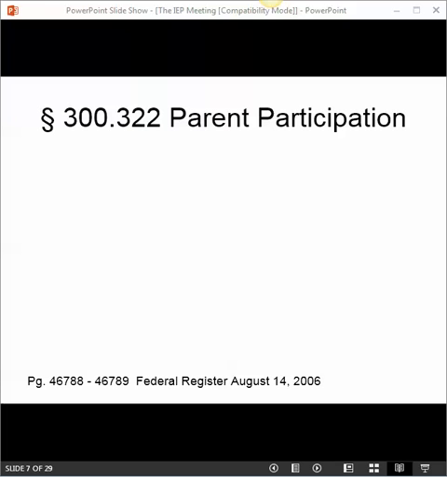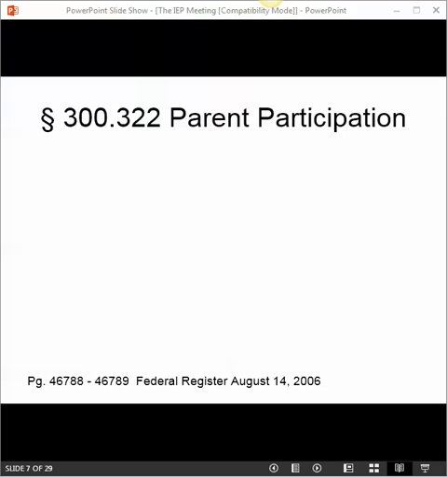If a parent cannot attend, a meeting may be conducted without a parent in attendance if the public agency is unable to convince the parents that they should attend. In this case, the public agency must keep a record of its attempts to arrange a mutually agreed on time and place, such as detailed records of telephone calls made or attempted and the results of those calls, copies of correspondence sent to the parents and any responses that are received, and detailed records of visits made to the parent's home or place of employment and the results of those visits.